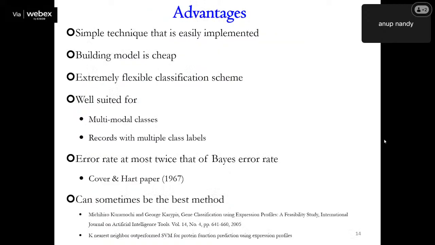There are different advantages of KNN. It is a simple technique that is easily implemented. Building the model is cheap. It is an extremely flexible classification scheme, and it is well suited for multimodal classes. The error rate is at most twice that of the Bayes rate. This is a very good paper you can refer to, the Cover and Hart paper from 1967. It can sometimes be the best method that we can use.